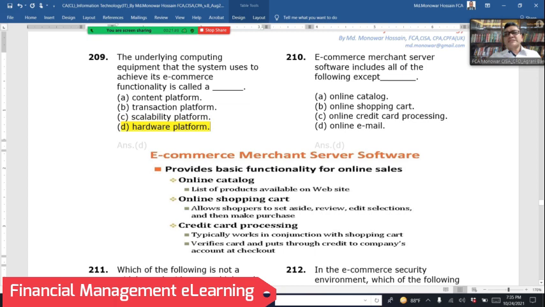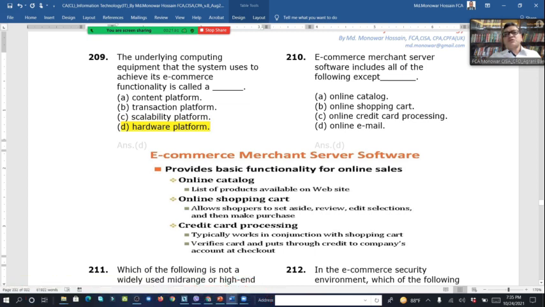E-commerce merchant server software includes all of the following except. So here there are 4 items included with the software, but except one. Online catalog is included, online shopping cart is included, online credit card processing, how to make the payment, that means the payment gateway, is also included in the e-commerce server software, but online email is not included in the e-commerce server software. So here the answer is D.